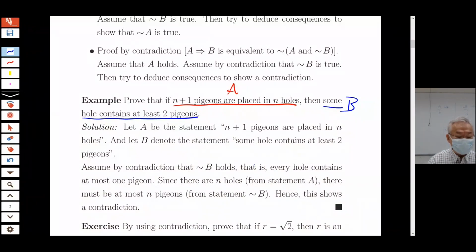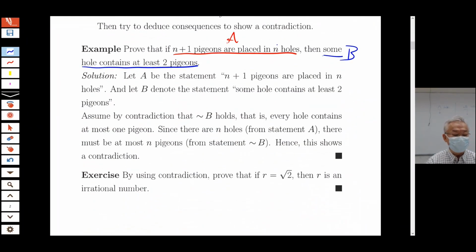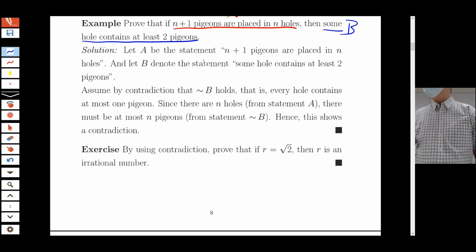In the slide, you will see the exercise. In our handouts, I will add exercises from time to time, so you can try to do them, treating each as a problem to solve. In this exercise, by using contradiction, we prove that the square root of 2 is an irrational number.